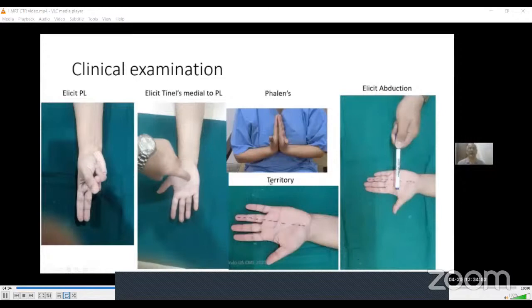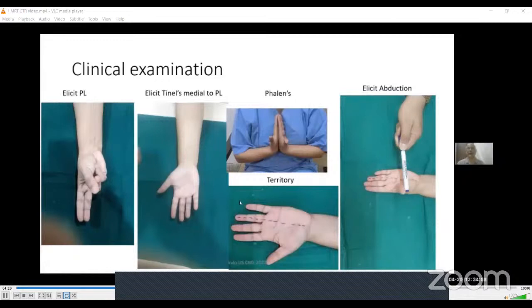Also look for trophic changes in the carpal tunnel territory, that is the half of ring finger up to the thumb. And if you notice here, both the thumb and the index finger are showing trophic changes in the skin.